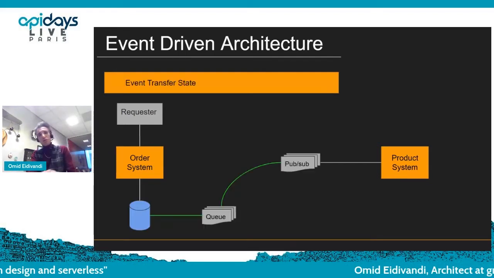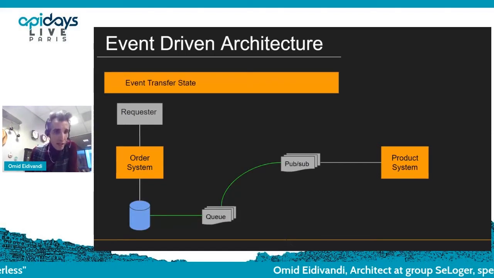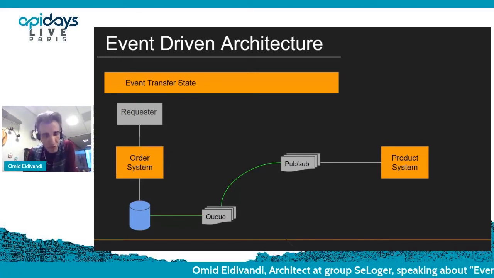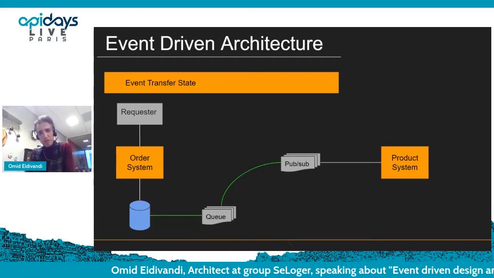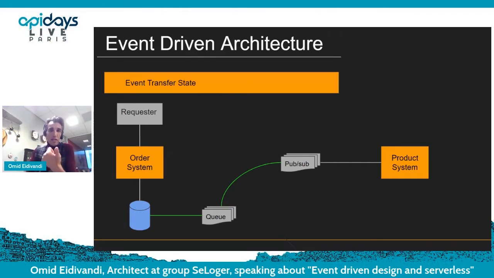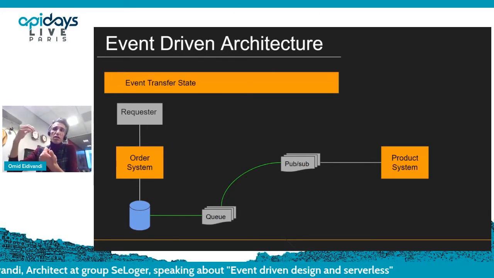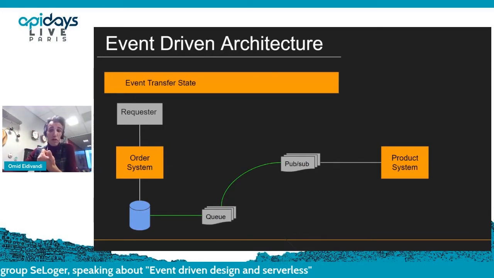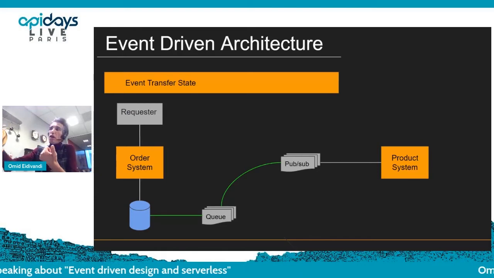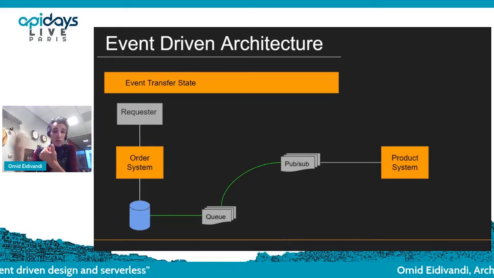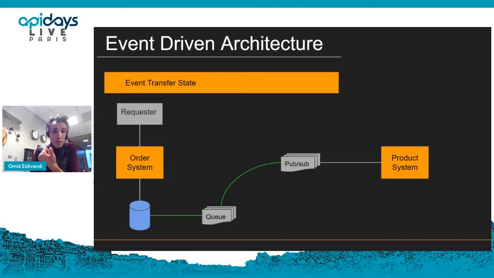And the second solution is event-carried state transfer. Event-carried state transfer is my preference, and we talked about the fanout design, but till now in our fanout design, the subscribers were subscribing to the broker that is owned by the order system. But this time, the order system is a subscriber of the product system.